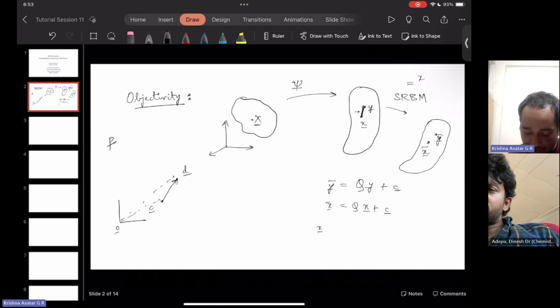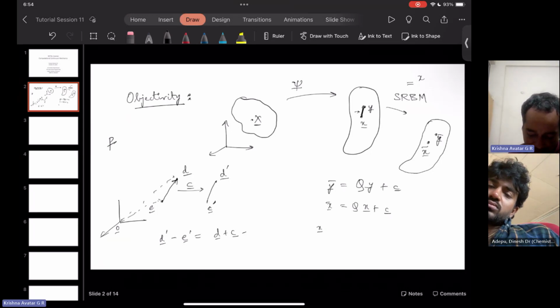We cannot say anything about this position vector, because if the coordinate axes are fixed and you shift, obviously the position vectors of the points are going to change. So D will become D prime, and C will become C prime. However, I'll just use E, so as not to be confused. Both have translated by some C vector. Now D prime minus E prime is D plus C minus E plus C, right?